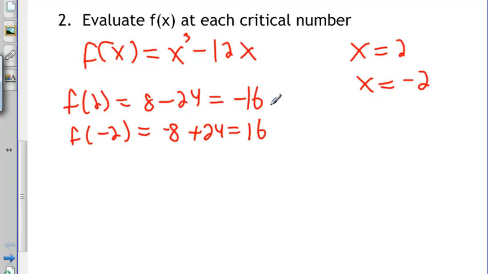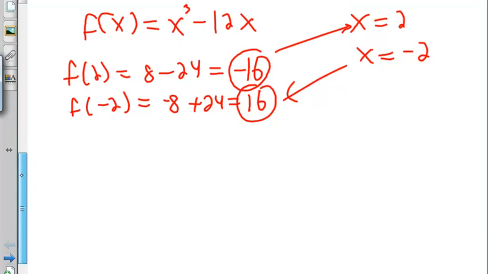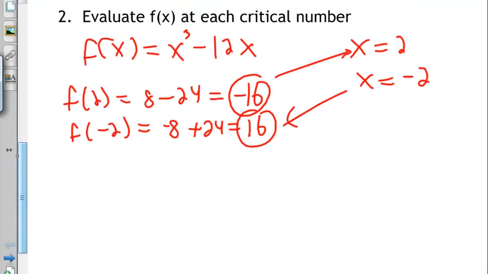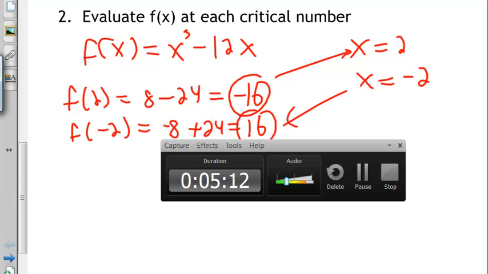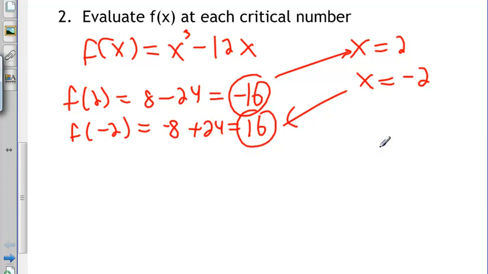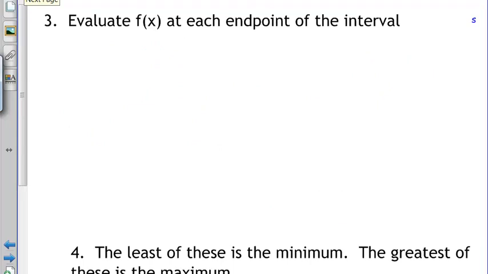So we've now found the y value when we put in 2 and when we put in -2. So those are two y values that are of interest. We need to see if those are the highest y values we can possibly get or the lowest. And if we look back at that diagram, we saw that we can get a max or a min on an end of an interval as well.